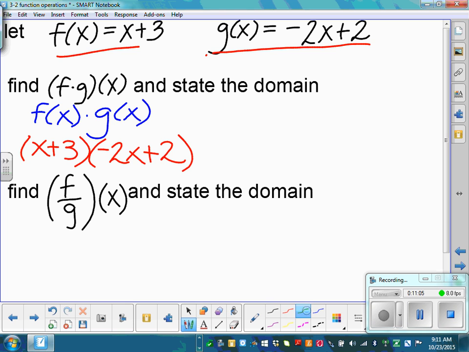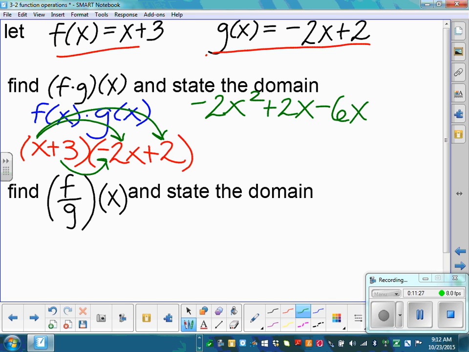And then from here, we've got to double distribute. X times negative 2x is negative 2x squared. X times positive 2 is plus 2x. Now I've got to distribute positive 3 through. Positive 3 times negative 2x. Good. Negative 6x. Positive 3 times positive 2 is plus 6.